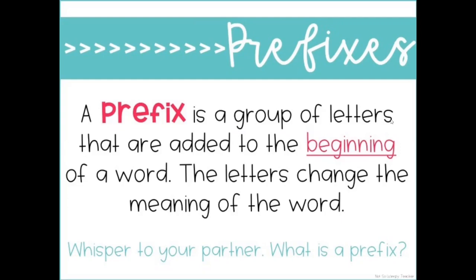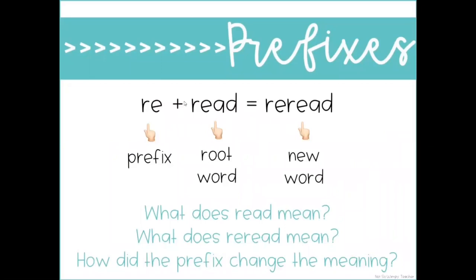Let's take a look at a few prefixes. For example, the prefix re right here. If we have a root word, and our root word is kind of what everything branches off of. So a root word, just think about a tree. It has the roots and then the tree. So the root word is what grounds this word and what makes it a word. So we have our root word and we add it to our prefix re, we get the new word reread.